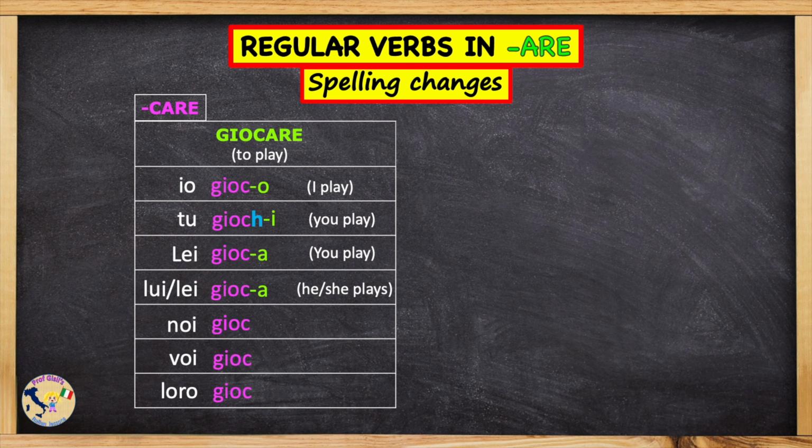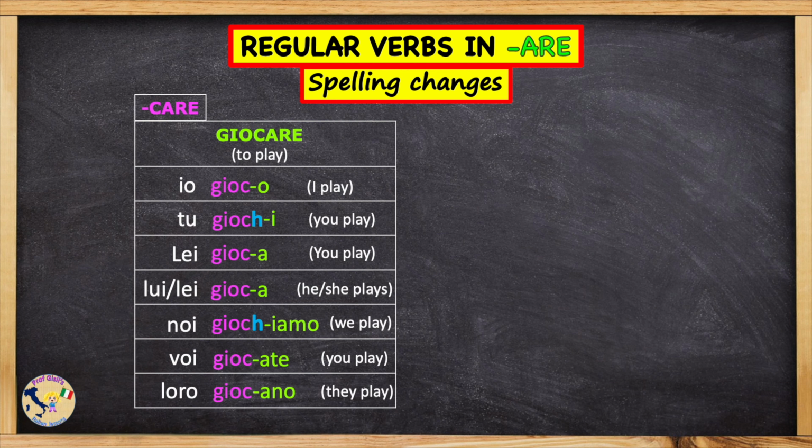For the first person plural, we need to use the same trick we used for the second person singular, because adding the ending iamo to the verb root gioc would change the k sound into ch sound. So again, we need to add consonant h before the ending. This way we get noi giochiamo. The conjugated forms of the last two plural persons do not present any spelling changes. So we have voi giocate and loro giocano.